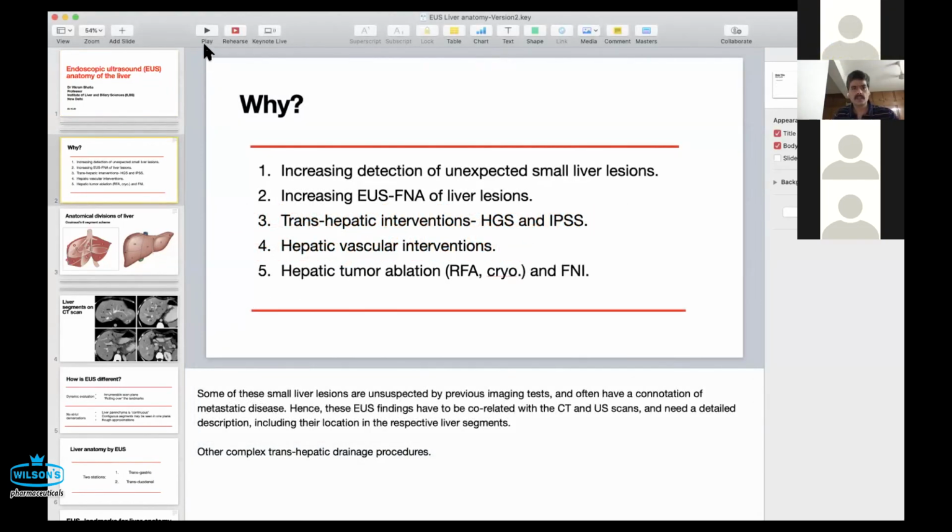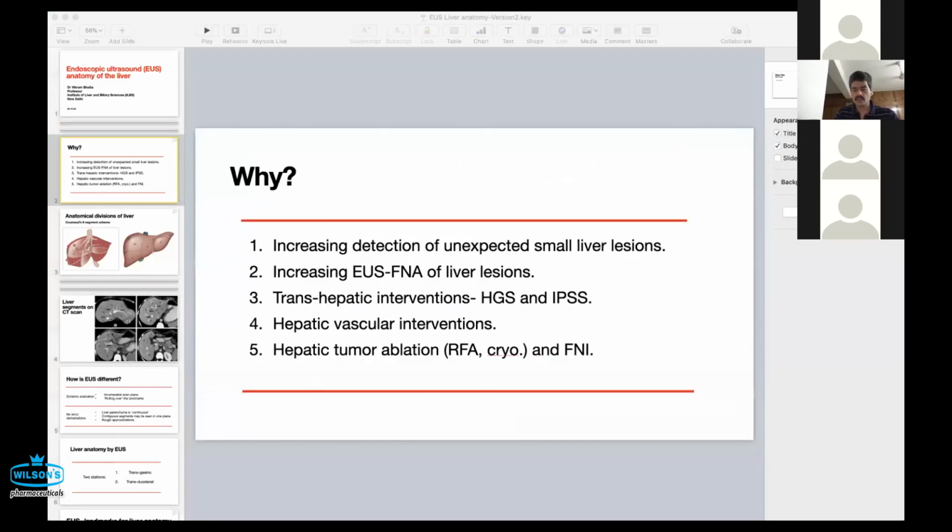Can you see my screen now? You're on the second slide. Yeah, that's right. Perfect. Okay, so now can you see the third slide? Yes, we can see the third slide.